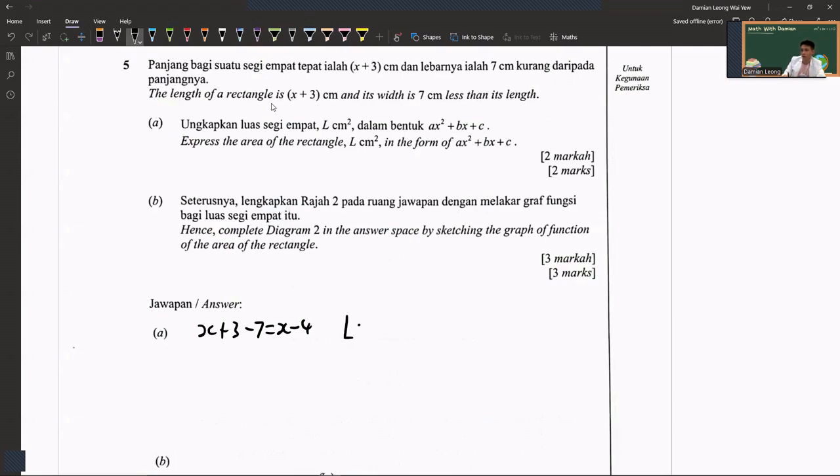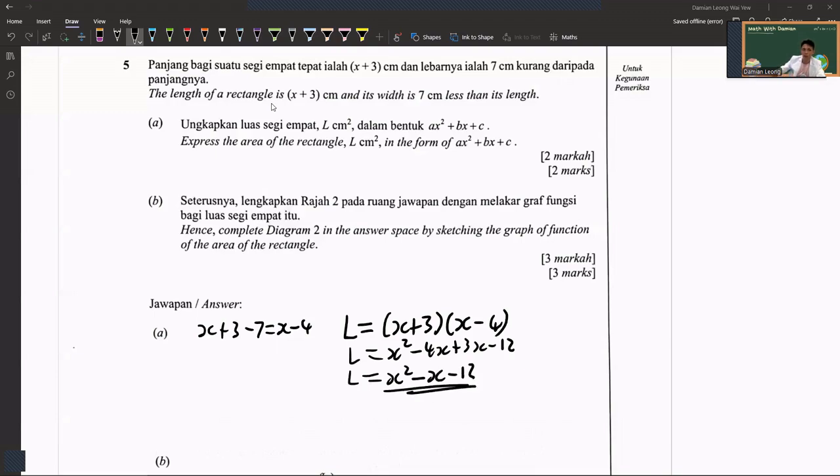Okay, L. So it will be the length, x plus 3, times the width, x minus 4. So just expand: x squared minus 4x plus 3x minus 12. So L is x squared minus x minus 12. Just like that.